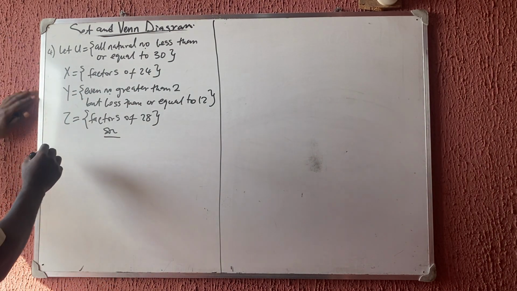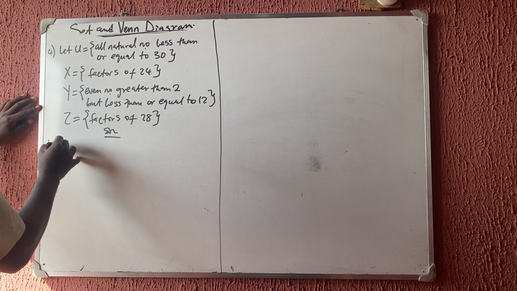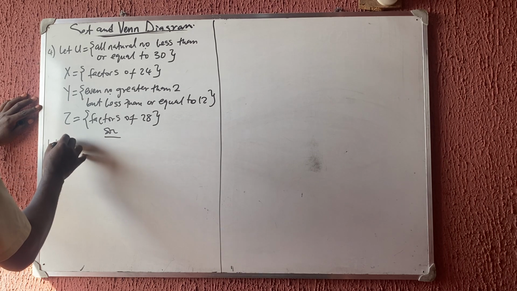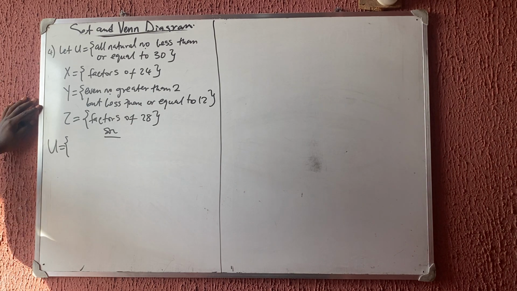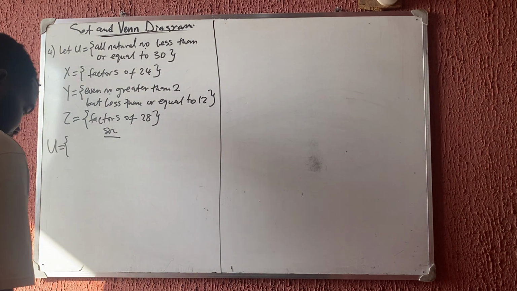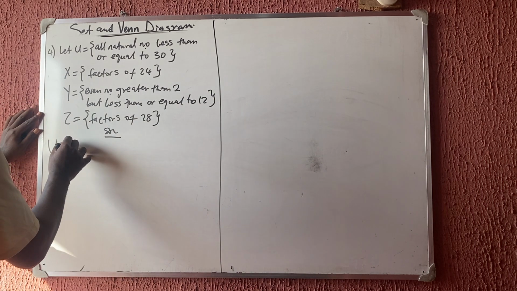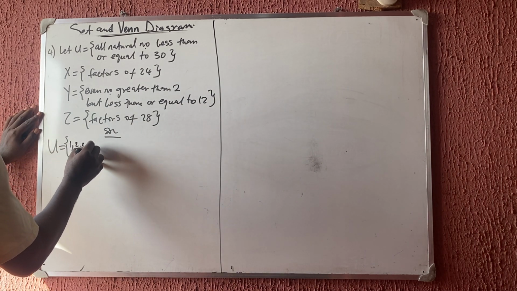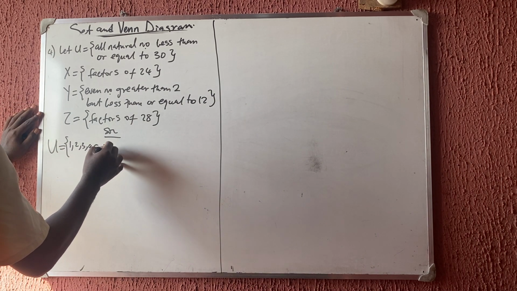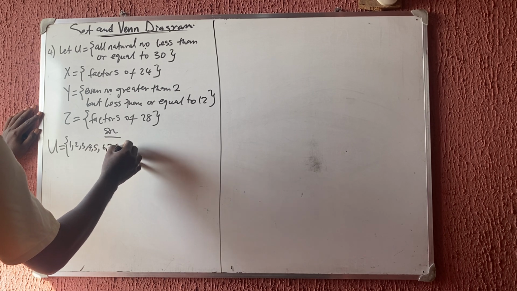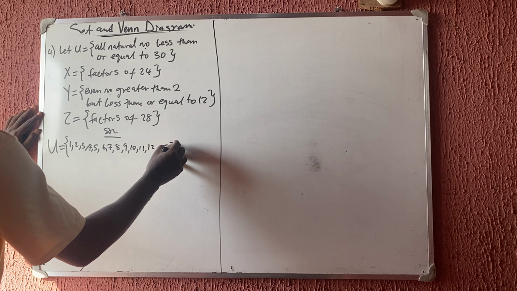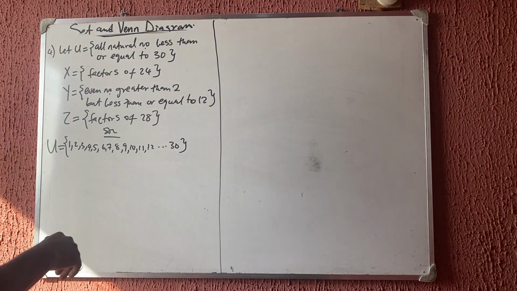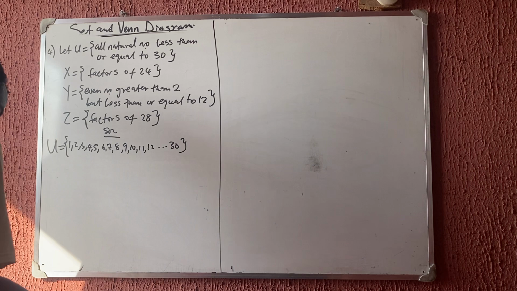First of all, we need our universal set. Our universal set is the set of all natural numbers less than or equal to 30. So you will say 1, 2, 3, 4, 5, 6, 7, 8, 9, 10, 11, 12, dot dot dot, 30. I don't have the strength, you can list your own. Okay, so they say we should list them.